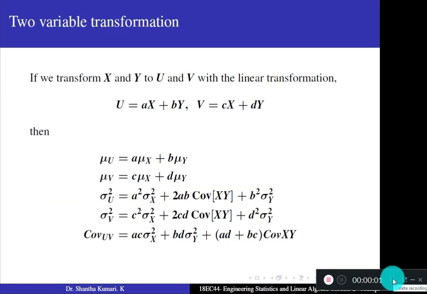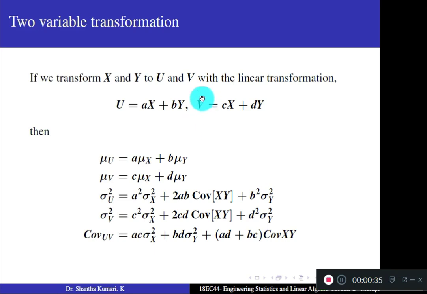Now if we transform x and y to two new variables u and v with the linear transformation, u equal to ax plus by and v equal to cx plus dy. So if you have this type of transformation where u is in terms of x and y, and v is in terms of x and y, and both are linear transformations, how do we find the expectation of u? It is by using the linear property: a into expectation of x plus b into expectation of y.